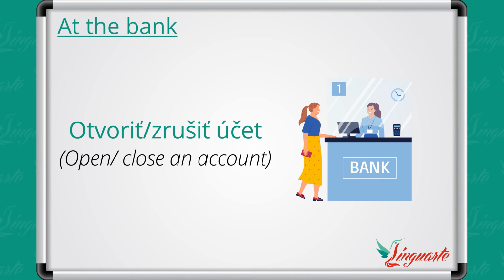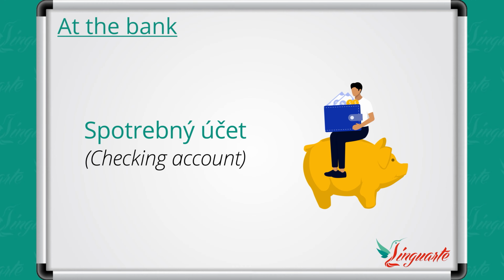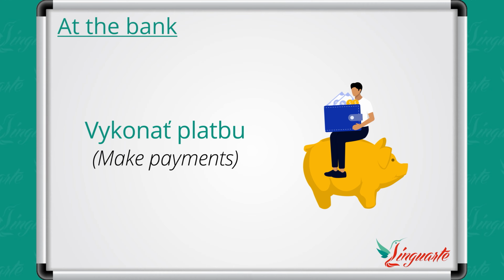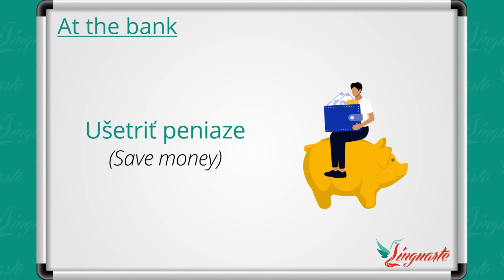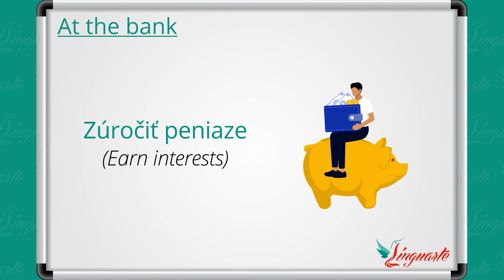There are two types of bank accounts: checking account, spotrebný účet. With this, you make payments, vykonať platbu, or transactions every day. Savings account, sporiaci účet. With this one, you save money, ušetriť peniaze, and earn interest, zúročiť peniaze.